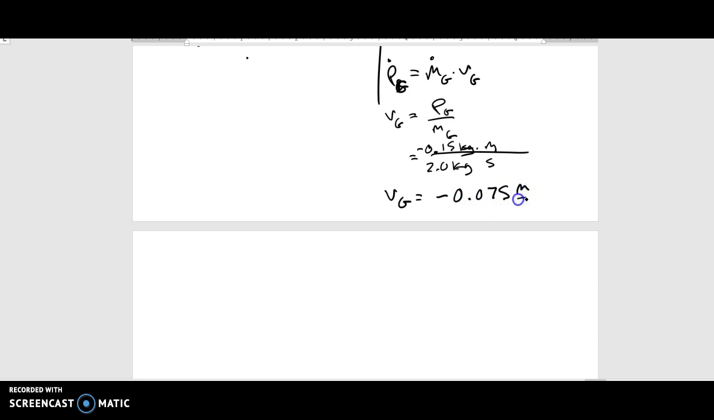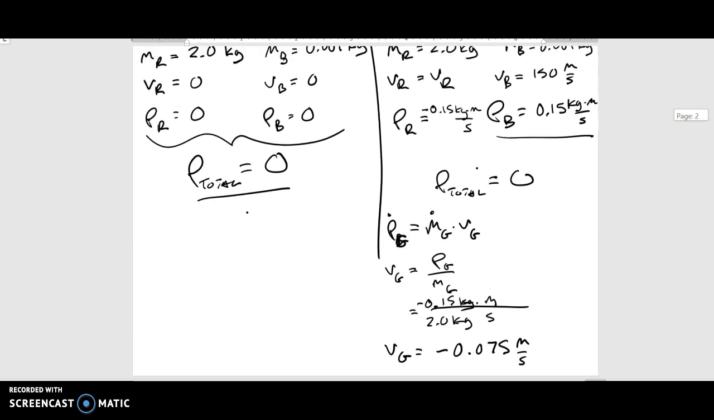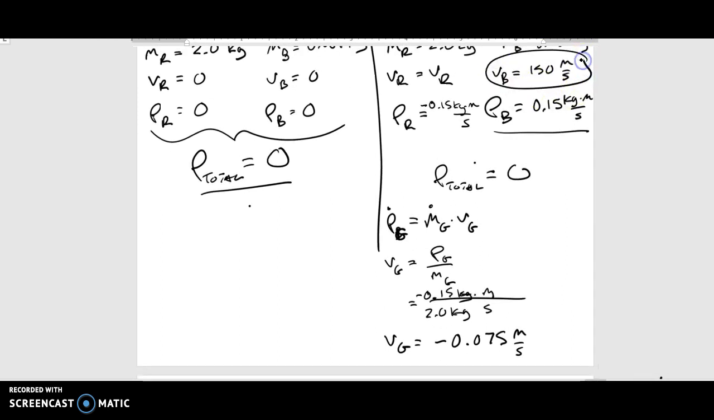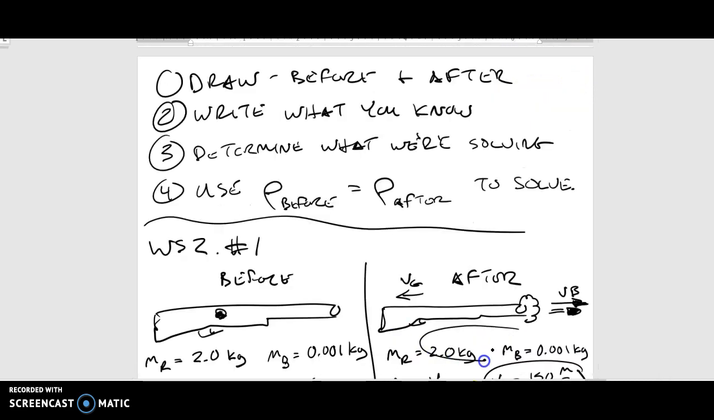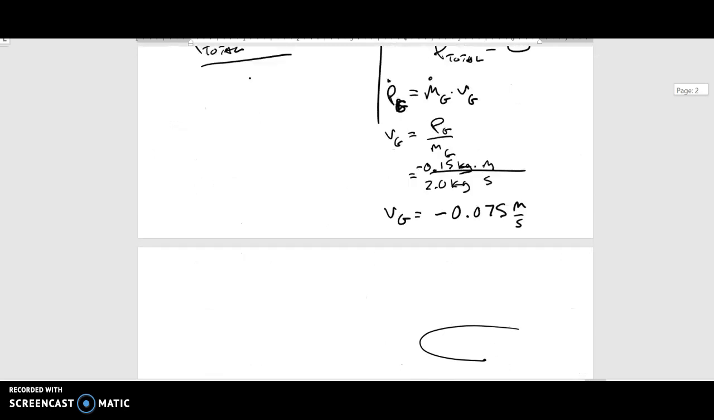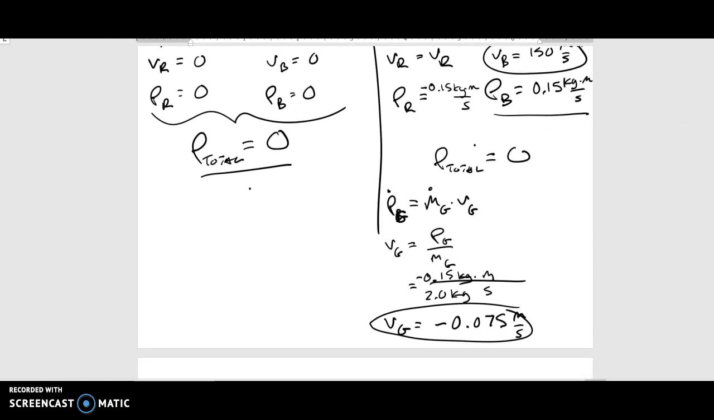Negative 0.075 meters per second. Does that make sense? The bullet is traveling 150 meters per second. The gun is traveling negative 0.075 meters per second. Is that fast or slow? That's slow. Does that make sense? The bullet is tiny. It's very light, so it takes off super fast. The gun is relatively heavy compared to the bullet, so it just goes back a little bit.